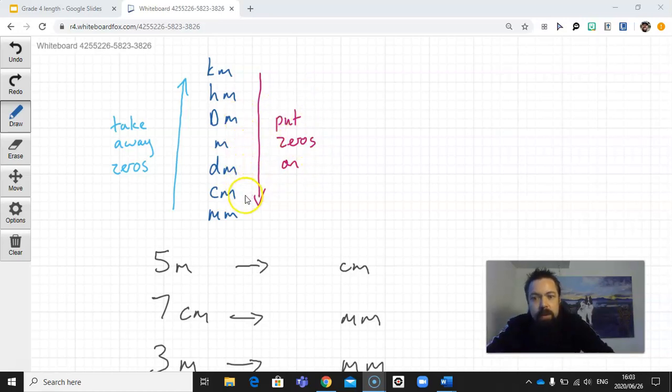We're going down 2 steps, so we're going to put 2 zeros on. So we put 2 zeros on the end of 5, and we get 500. So 5 meters is the same as 500 centimeters.